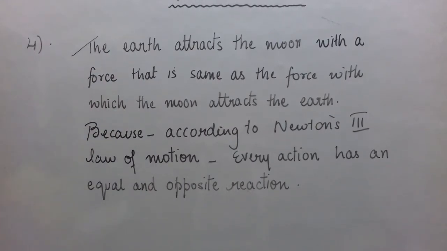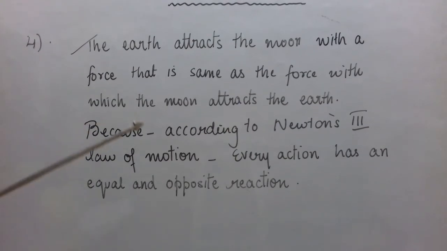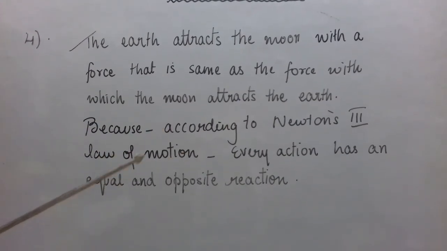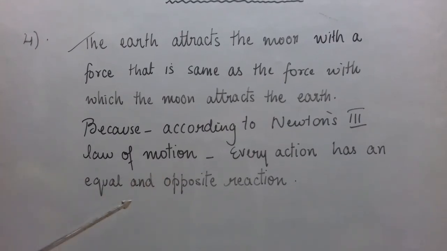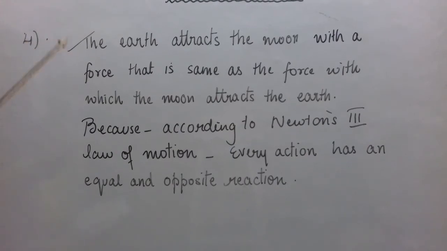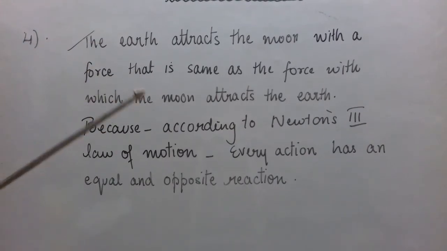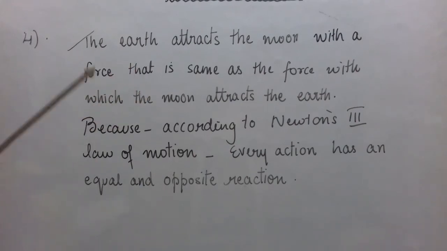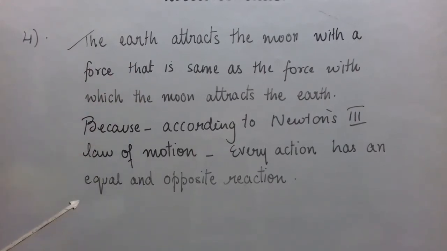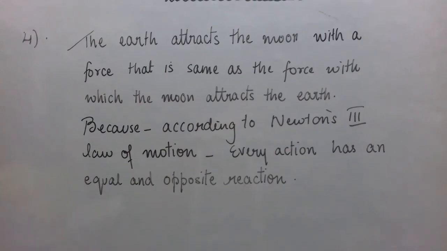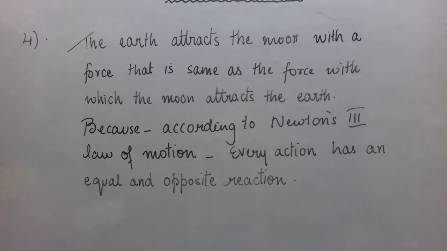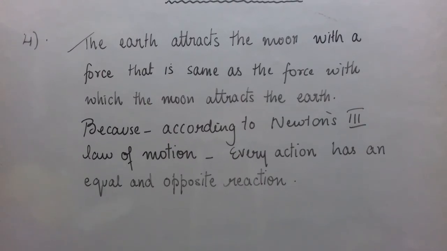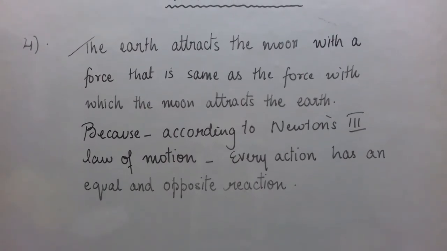Now, the question was also why? Because according to Newton's third law of motion, every action has an equal and opposite reaction. So according to this, the two forces, that is the force by which Earth attracts the Moon and the force with which Moon attracts the Earth, have equal magnitudes, although their directions are opposite. Today we have solved the first four questions of the back exercise, and I hope the solution is clear to all of you.